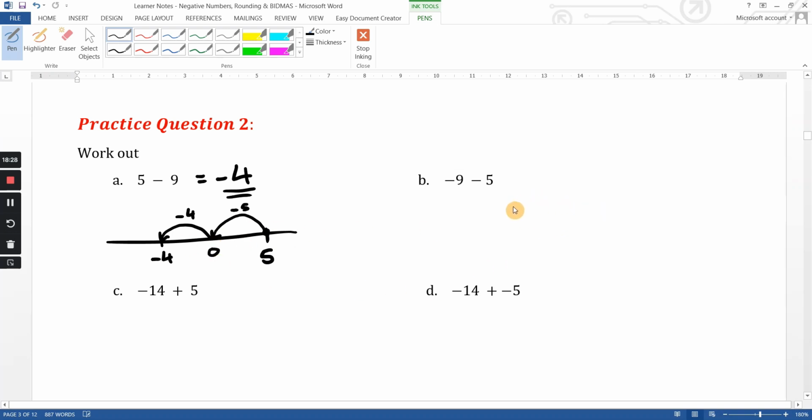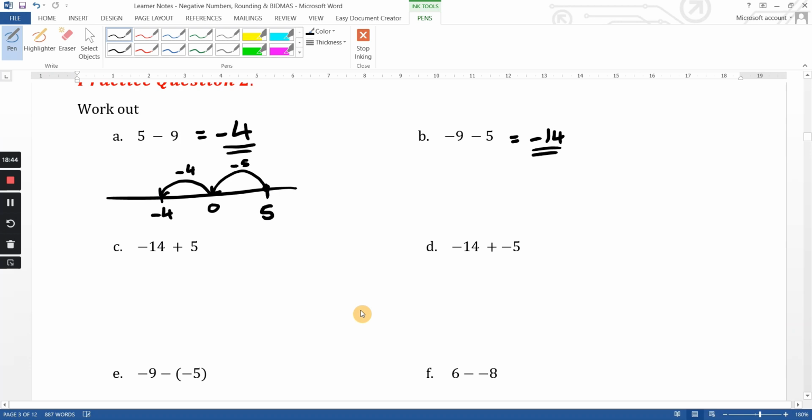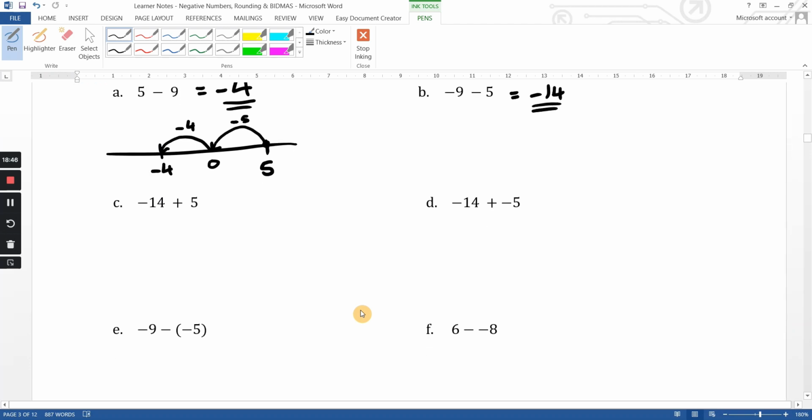Next one, -9, -5. Again, you're on -9. Again, I can see that in my head. You're going to -5. It's getting colder. You're going to end up on -14. Yeah. I'm not going to do the number line for that, but hopefully you should get the same. -14 plus 5, so it's getting warmer. You should have -9 for your answer.